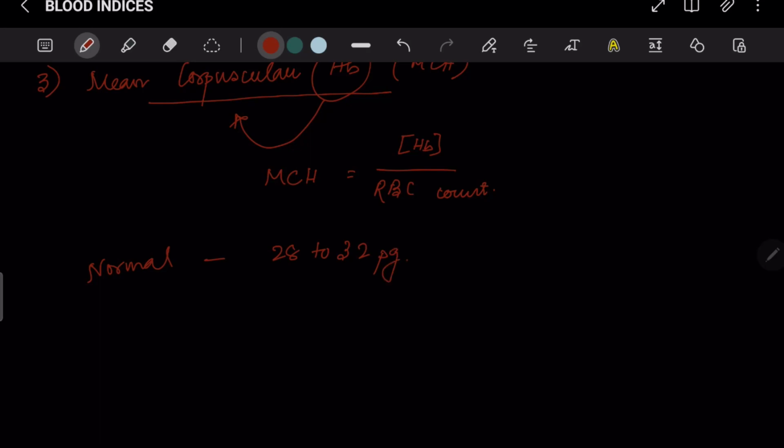This MCH is reduced in case of microcytic anemia. When the cell itself is small, how will it contain more hemoglobin? Thus, the hemoglobin amount also decreases in case of microcytic anemia.